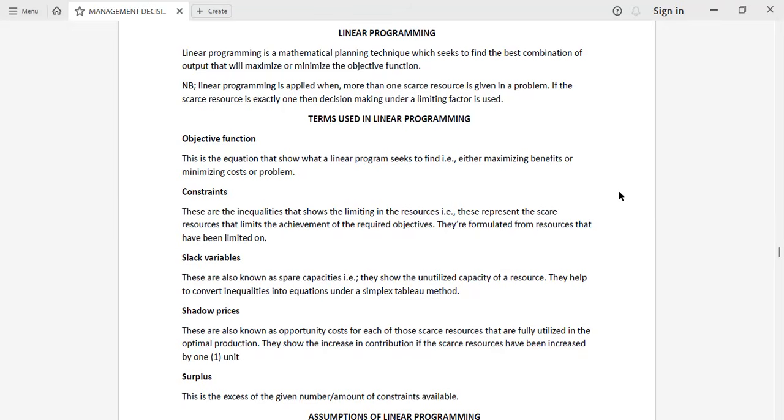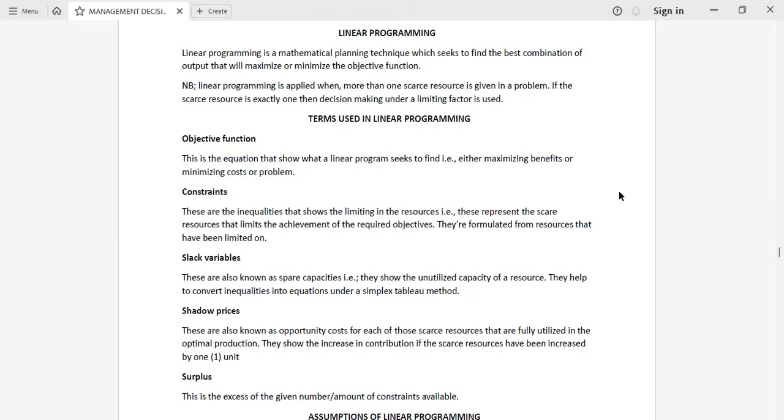What this means is that when we look at decision making and the limiting factor, we are looking at what is limiting us, or what is denying us from achieving some of the objectives that we want to achieve. Those things that are hindering us from achieving the desired objective are what we call the constraints. And it is those limiting factors that we use to make inequalities.